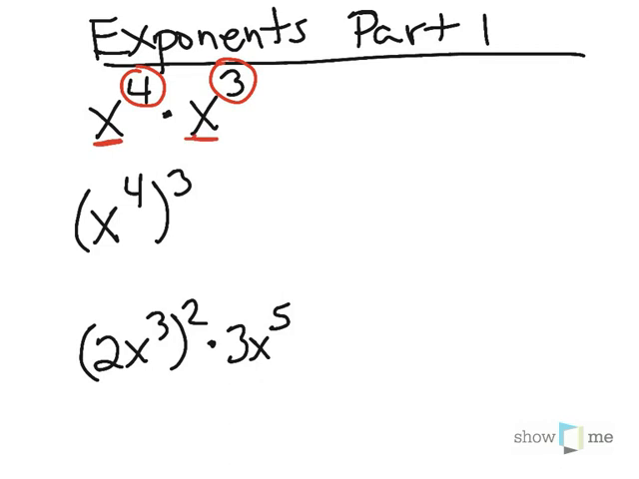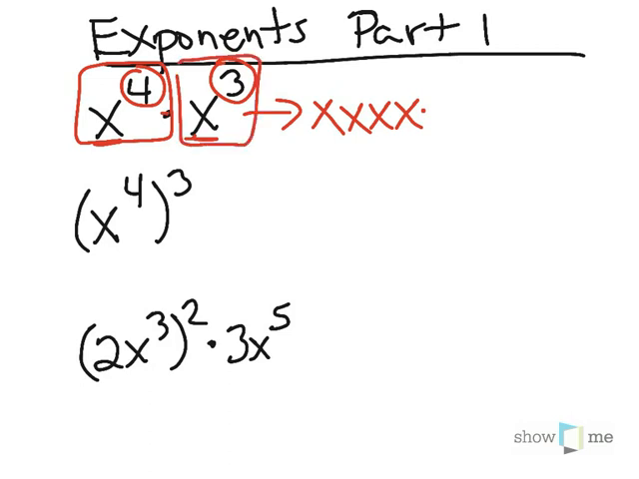So if you want to know what to do here, there are some shortcuts, but I want to show you the fundamental reason behind them. This is telling me right here that I'm going to multiply x by itself 4 times. So that's x times x times x times x. Whatever that number is, I'm just going to multiply it by itself 4 times. And then I'm going to multiply that by x times itself 3 times. x times x times x.